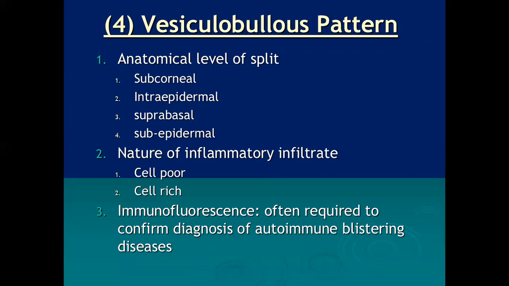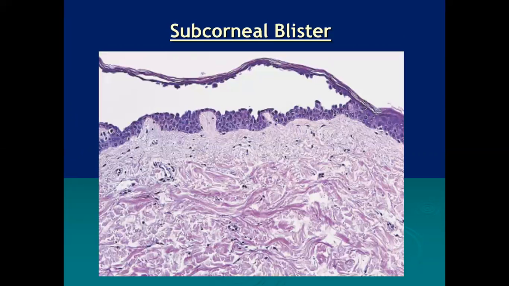If it is an inflammatory infiltrate, then try to find which cells are predominantly seen within this inflammatory infiltrate. And many a time for diagnosis, we have to resort to immunofluorescence, especially in autoimmune blistering disorders. So this is a subcorneal blister. You can see that underneath the stratum corneum, there is a blister cavity and most of the epidermis is lying at the floor of the blister.